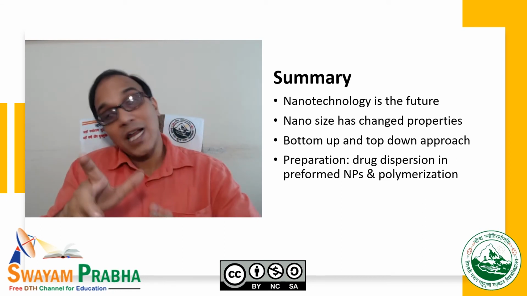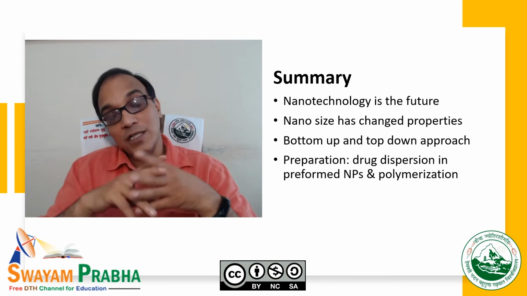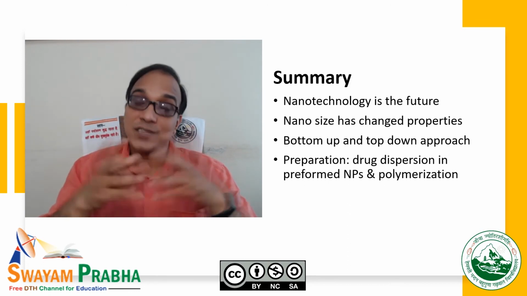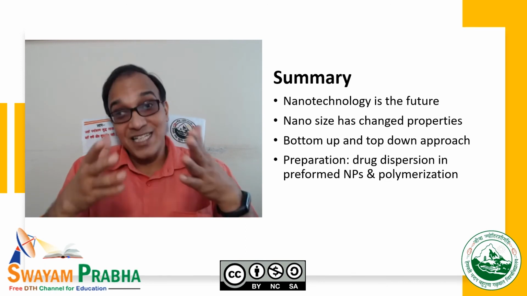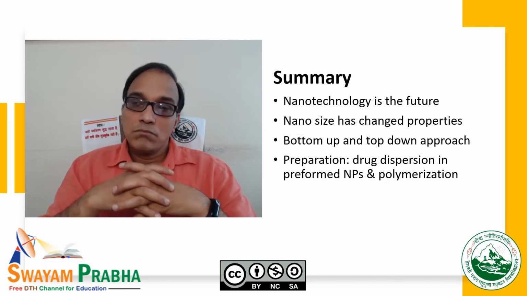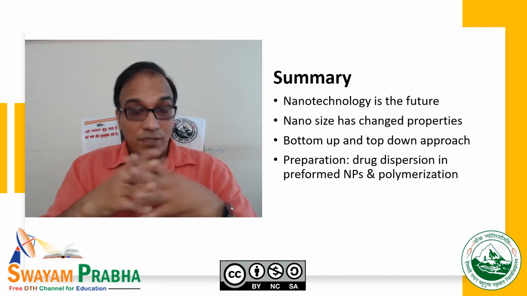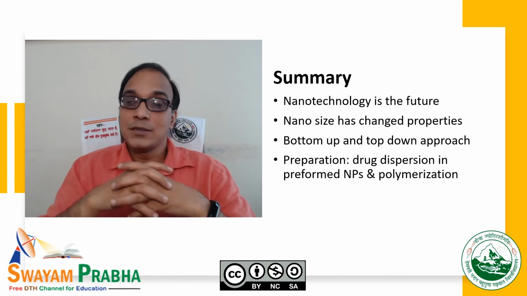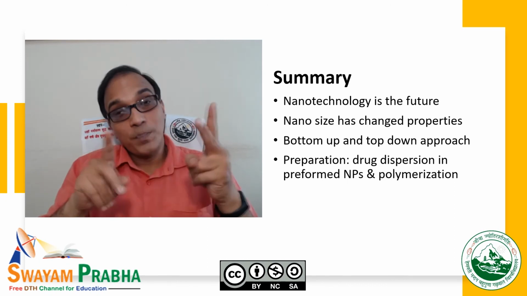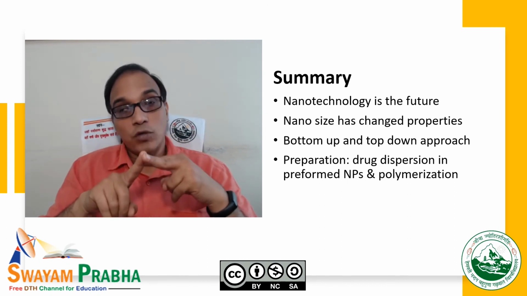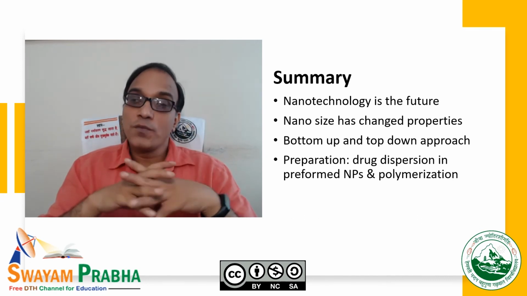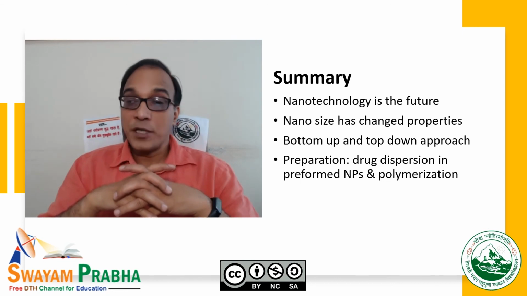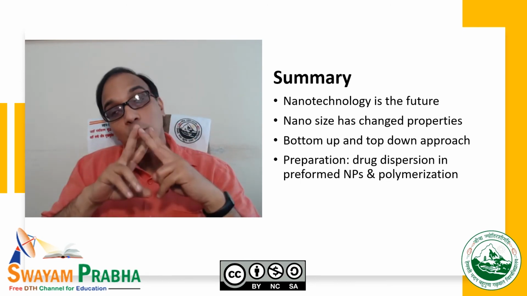This nano size is basically the driving force for the change in properties, like physical properties, chemical properties, electronic properties, conductivity, and mechanical strength. Including the color and optical activity, we have addressed these; the gold film example you might remember. Then there are two basic approaches, bottom up and top down. Then preparation of drug dispersion in formulation: dispersion in preformed polymers and polymerization are the two basic techniques.